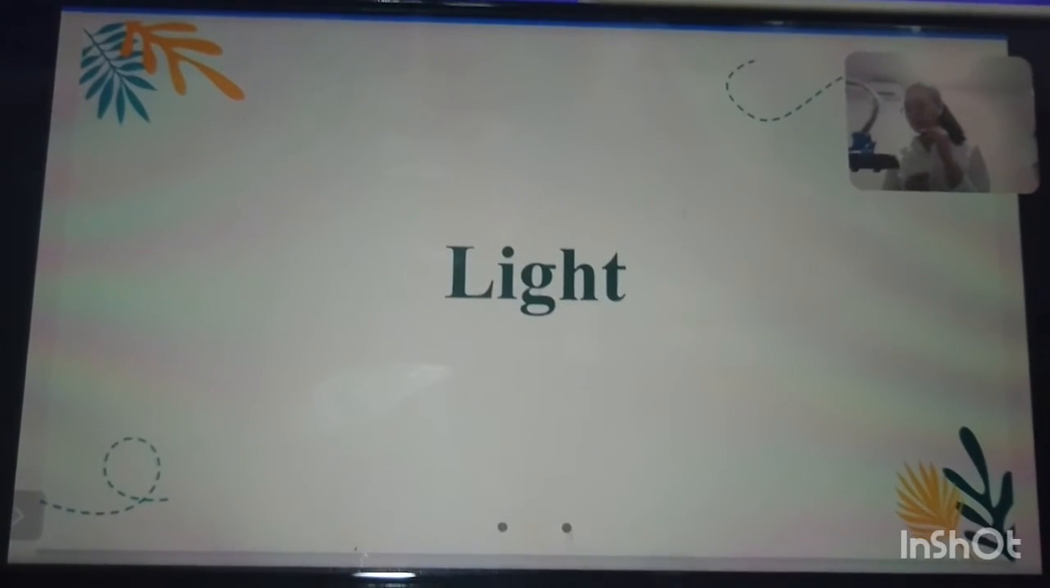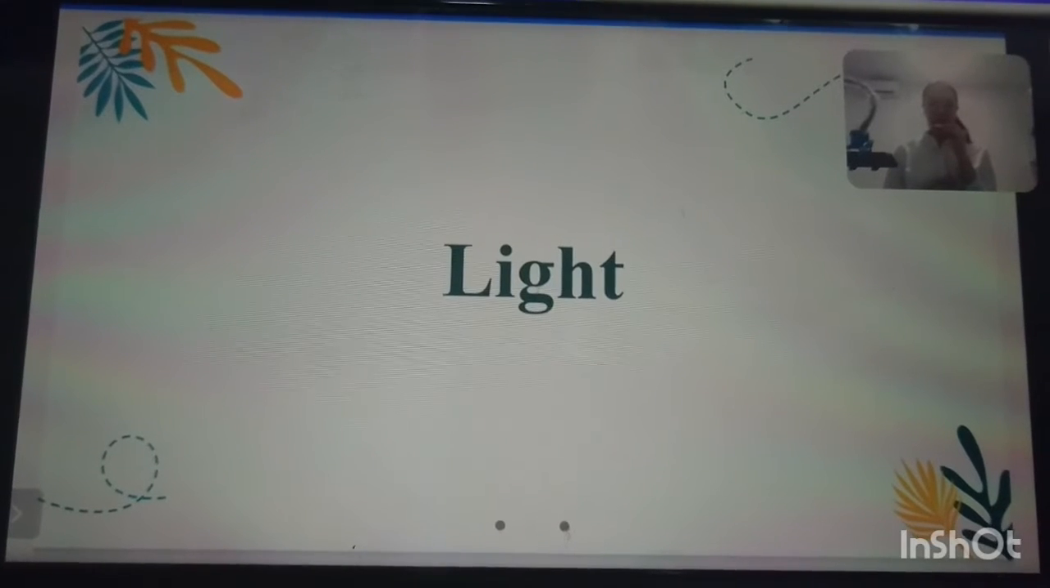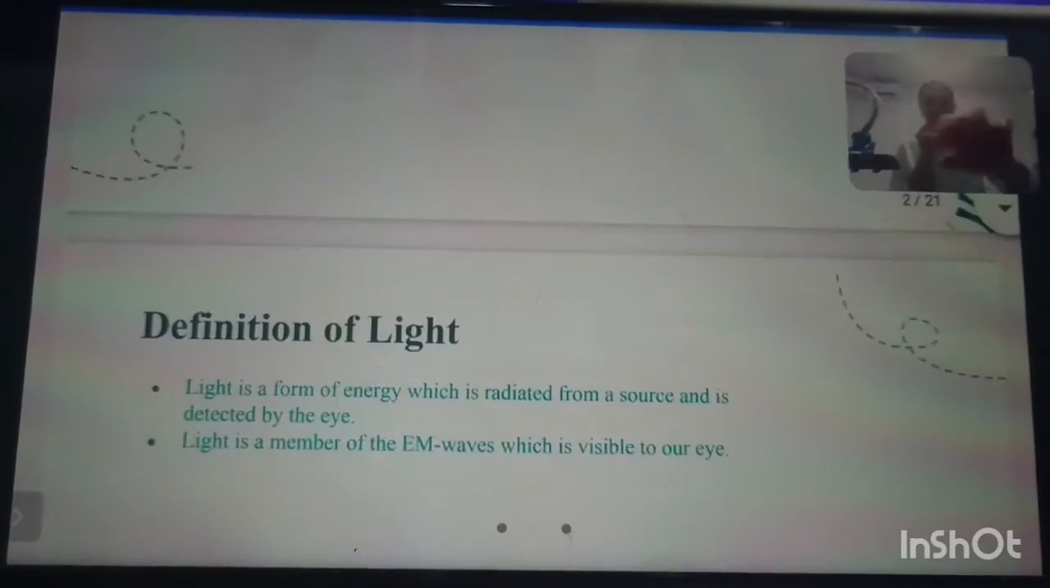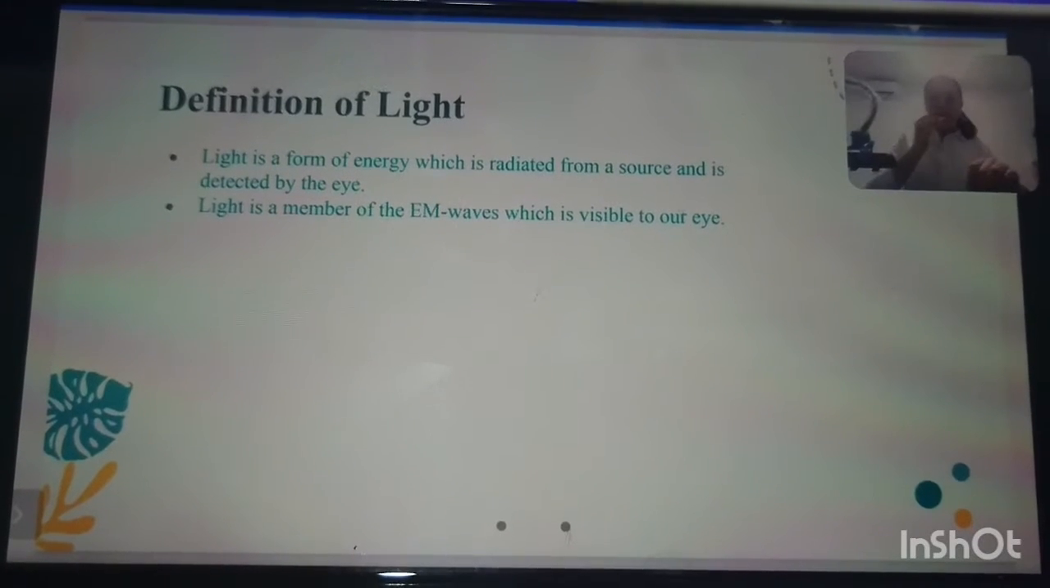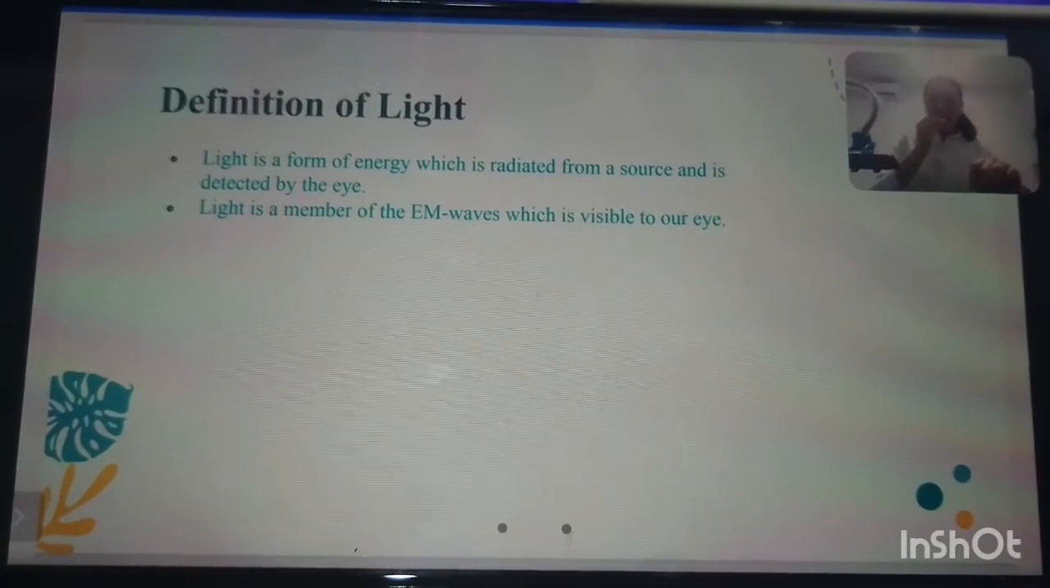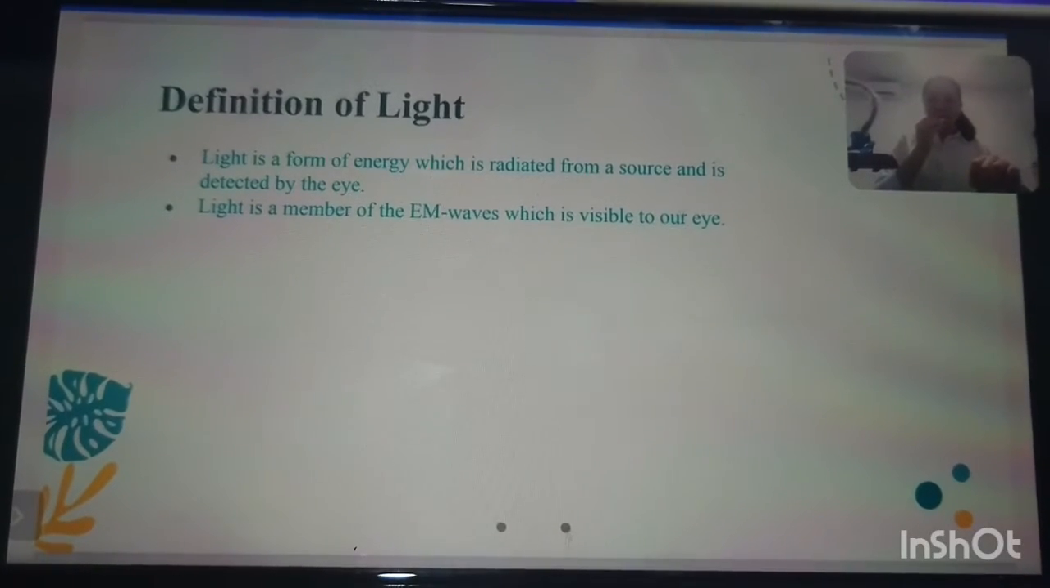Good morning, class. Today we're going to learn about light. Light is a form of energy which is radiated from a source and is detected by the eye. Light is a member of EM waves which is visible to our eye.